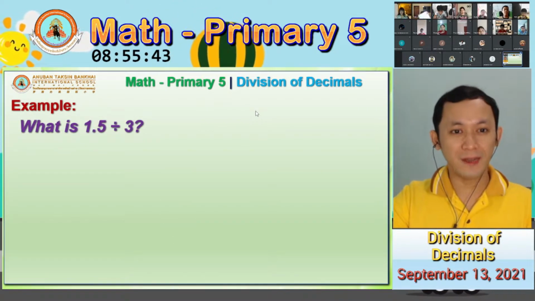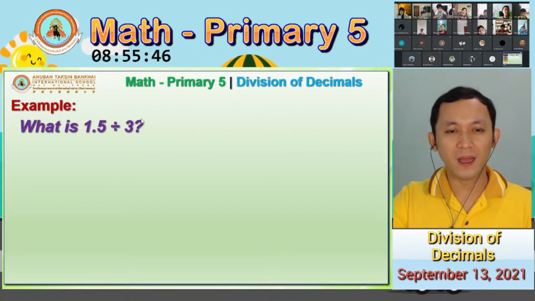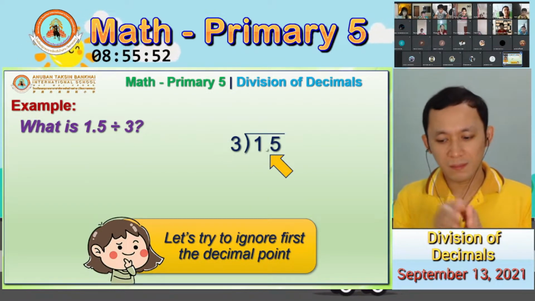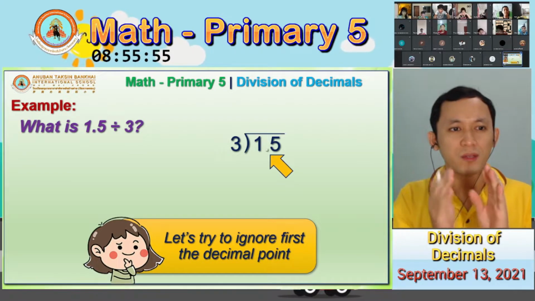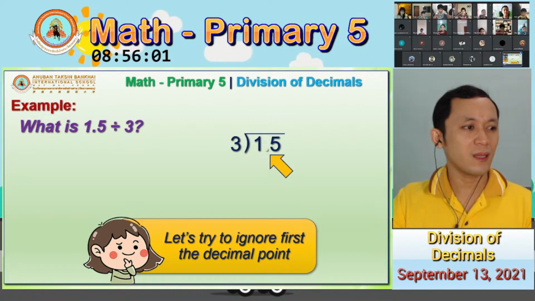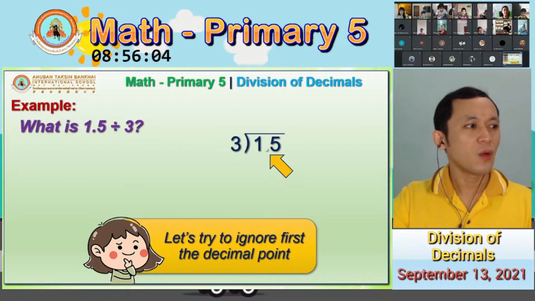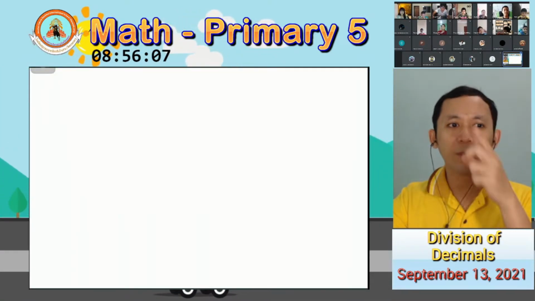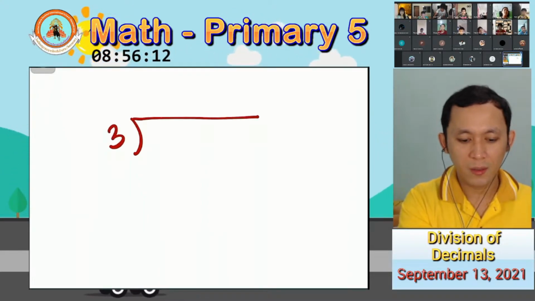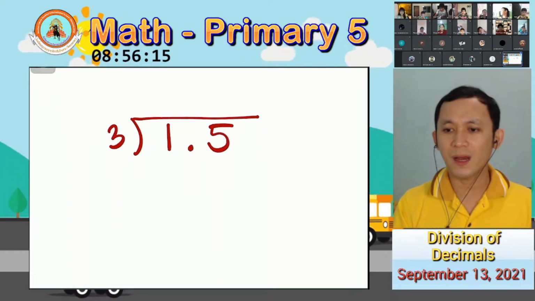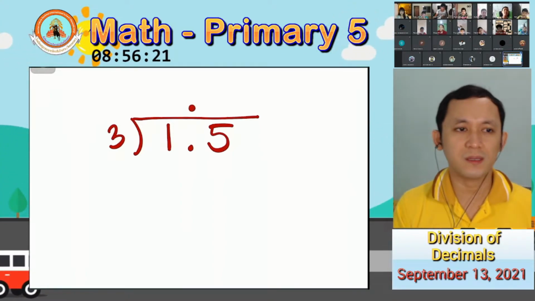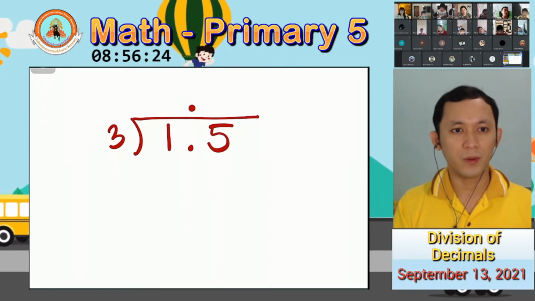Now let's have another example. What is 1.5 divided by 3? Again, the dividend is inside, so that is 1.5. The divisor is outside, so that is 3. Again, we can ignore our decimal point, or we can also just write it above. If a student says, "Teacher, I want to write the decimal point," it's up to you. You're just going to write it just above the decimal point.